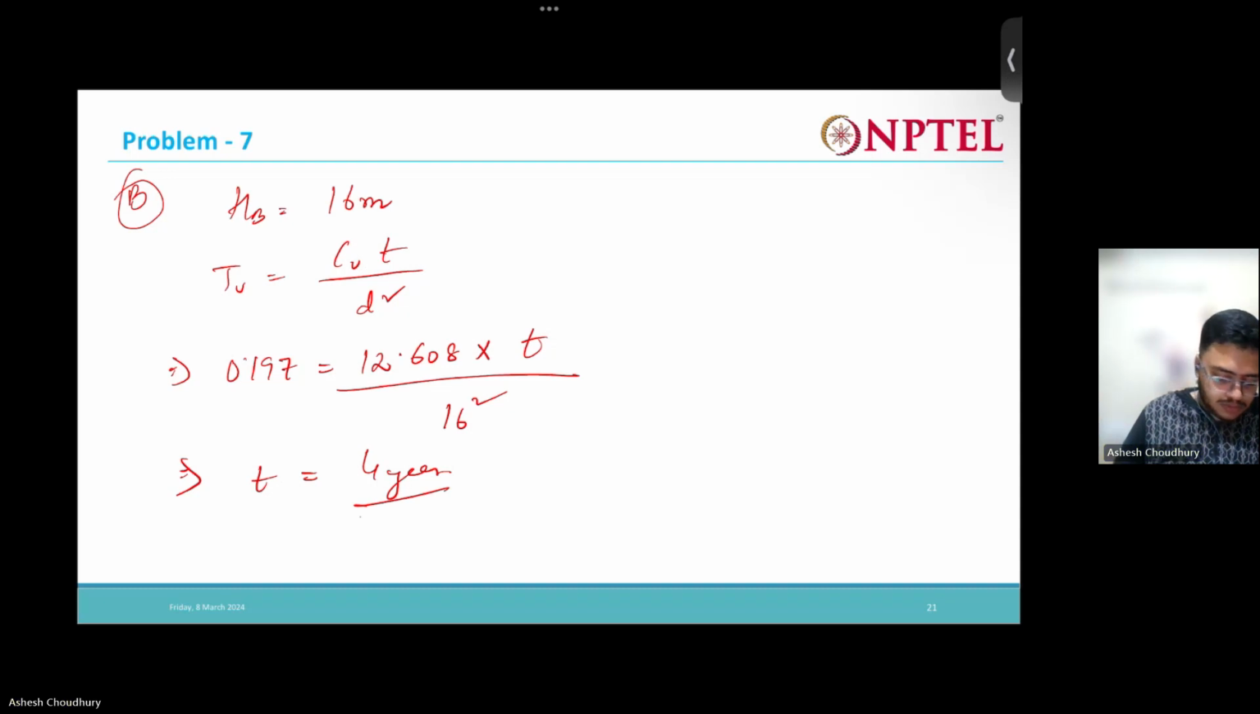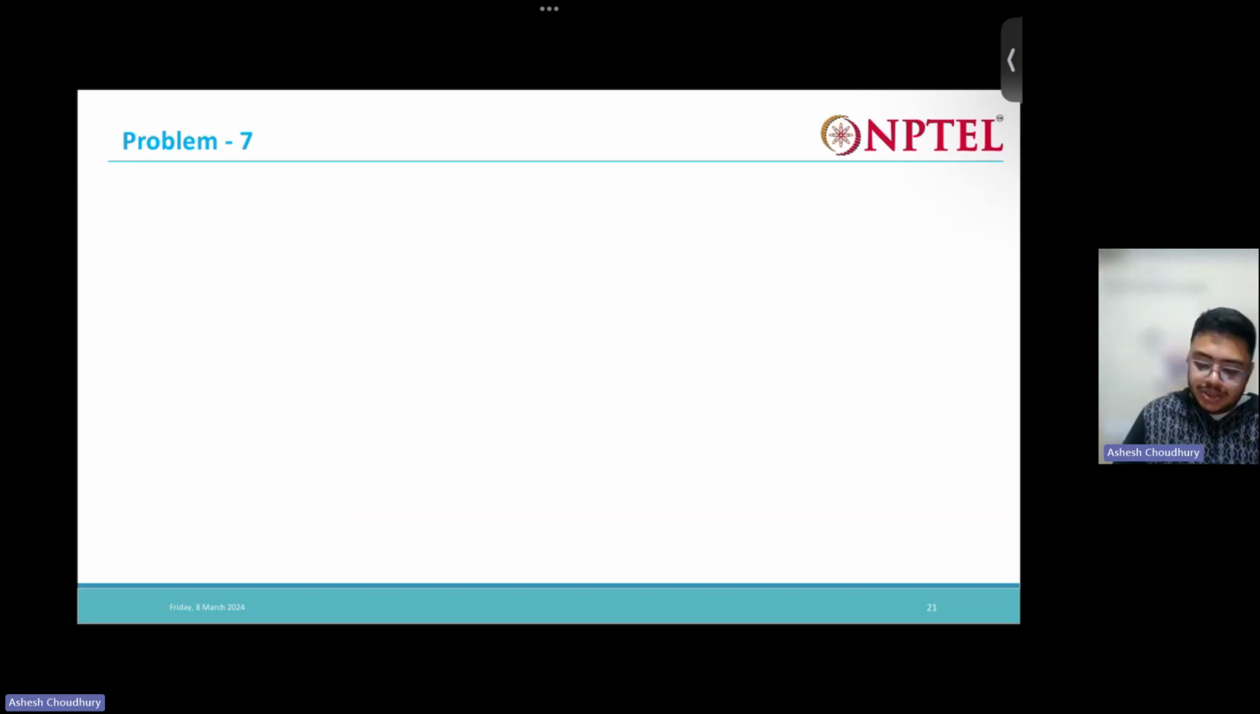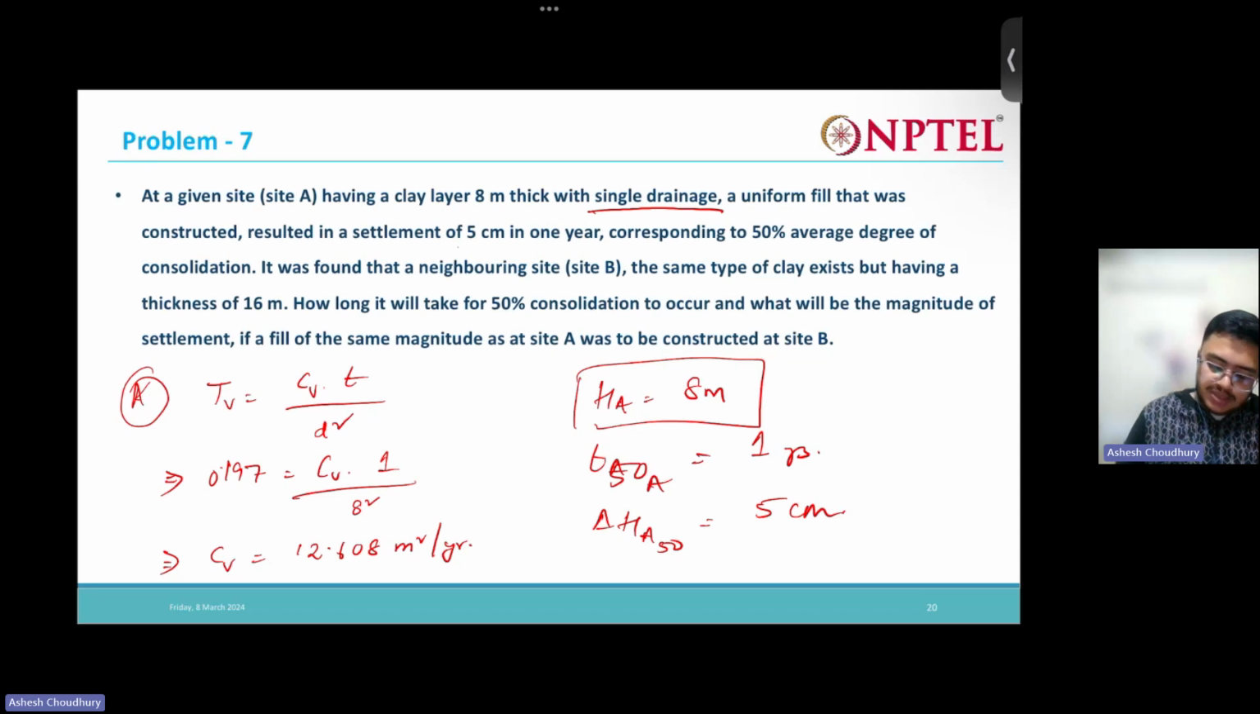All right. And also one more thing is asked in the question. It is asked what will be the magnitude of the settlement. Initially for the first soil it is given 5 centimeter in 1 year. Now I need to find out in 4 years, which is the 50% consolidation time, what will be the settlement for the second layer, this site B.